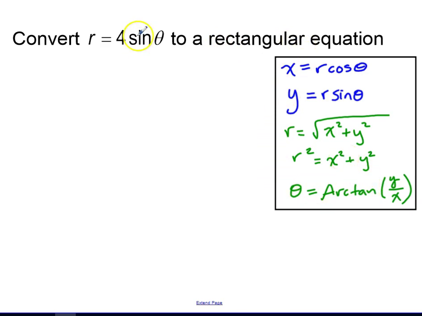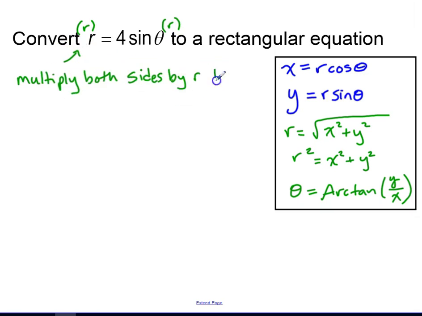So looking for something to do with r, and I've got this square root. r squared would be more promising. I'd rather not deal with this square root. So here's a nifty little technique we're going to try. We're going to multiply both sides by r. Let's make a little note about what we're doing here. I'm going to multiply both sides by r, so we've got r squared equals 4 r sine theta.